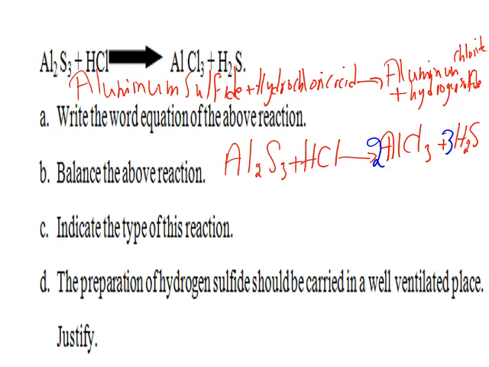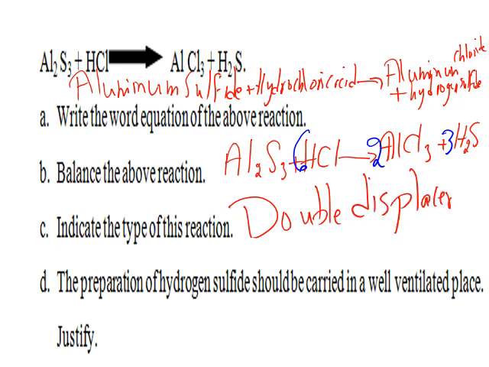Let's move to hydrogen. How many hydrogens do we have? Here we have 6, here we have only 1. How many chlorine atoms do we have? Here we have 6, so simply multiply this by 6. So Al2S3 plus 6 HCl gives 2 AlCl3 plus 3 H2S. This is the balanced reaction. The type of this reaction is called a double displacement reaction, since two elements are substituted.